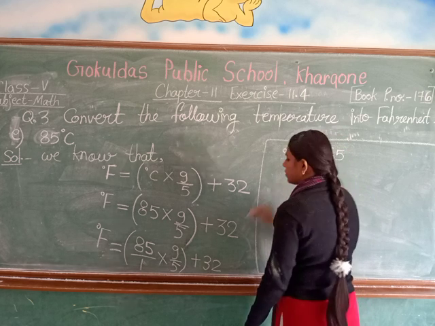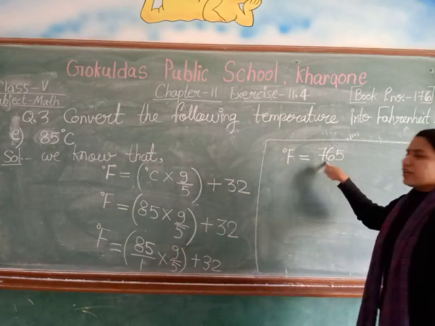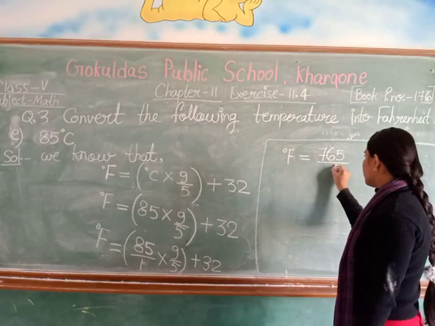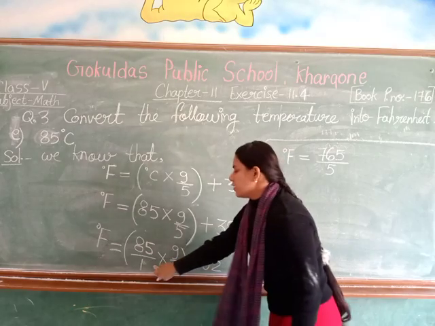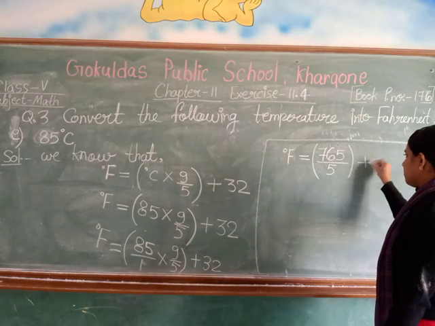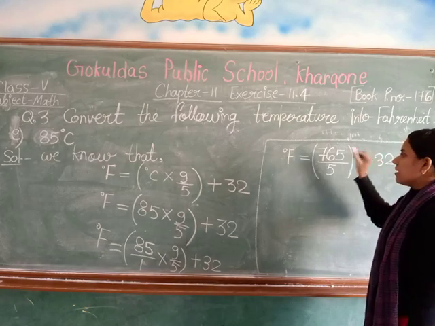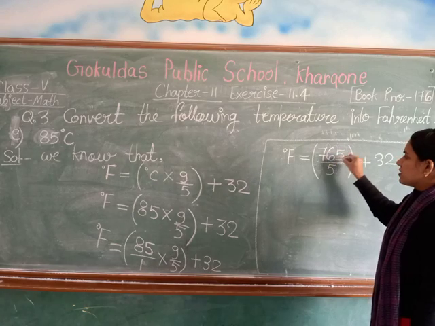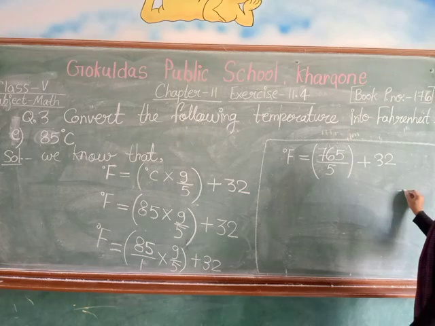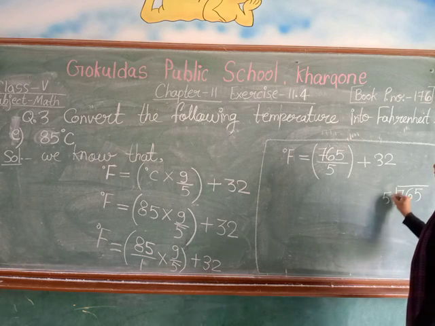When I multiply 85 with 9, my result is 765. Divide by 1 into 5, which is 5, plus 32. Now what is this bracket saying? This bracket is saying divide 765 by 5. So in rough work I will arrange them in the standard form of division and divide.